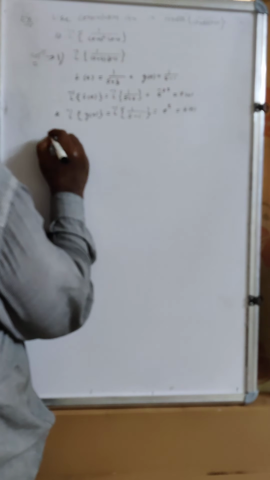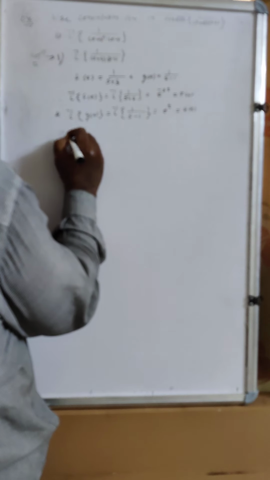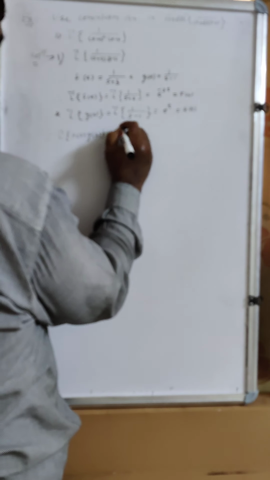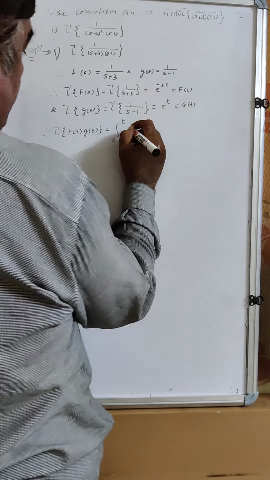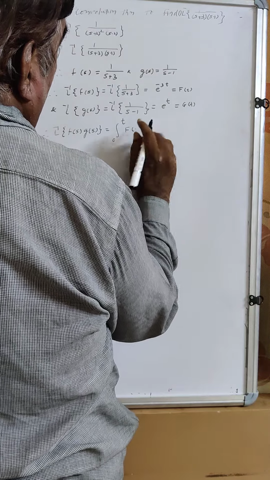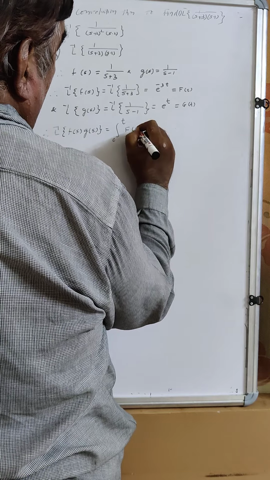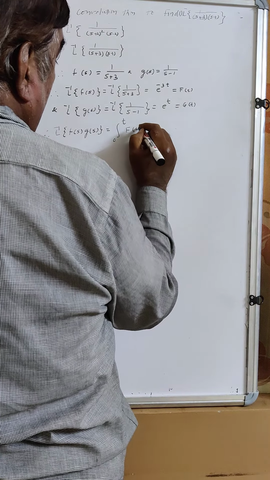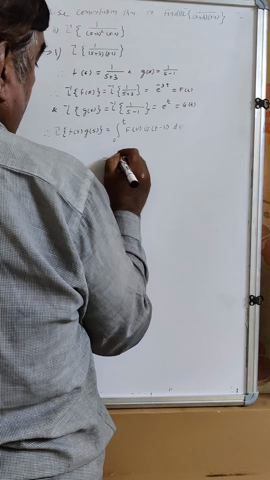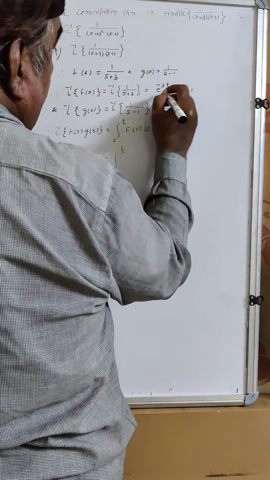Therefore, Laplace inverse of F(s) into G(s) is equal to integral 0 to t of f(u) g(t minus u) du.